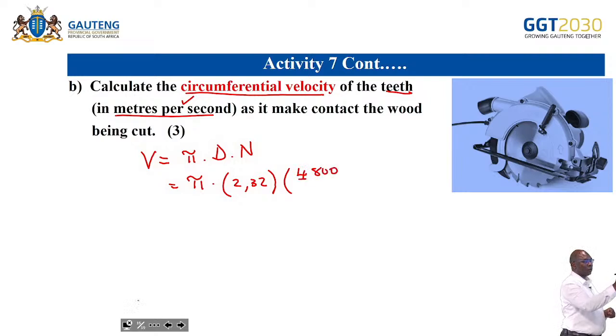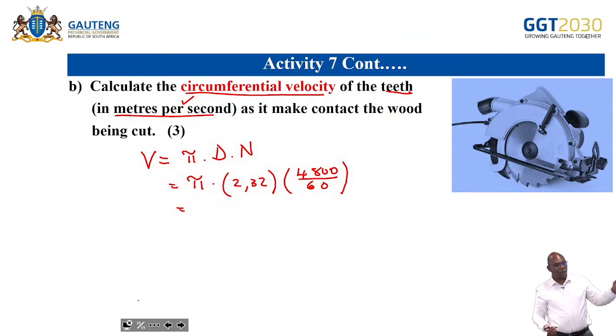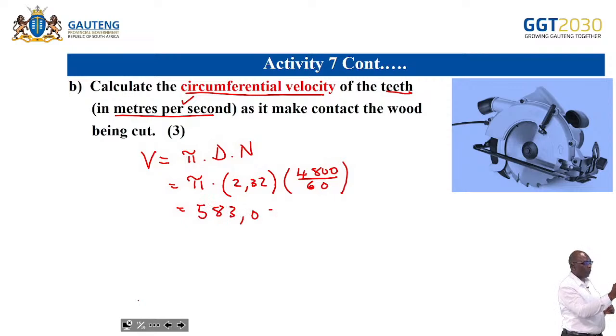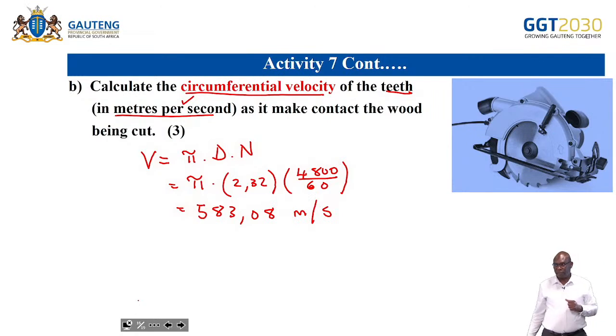So I'm going to say that will then give me 4,800, and then I'm going to divide that by 60. From there I have pi multiplied by all this, or I can just write down the final answer. You can just take your calculator and say pi multiplied by 2.32 multiplied by 4,800, divide that by 60, and the answer that you're going to get there is 583.08. Don't forget, this is meters per second.